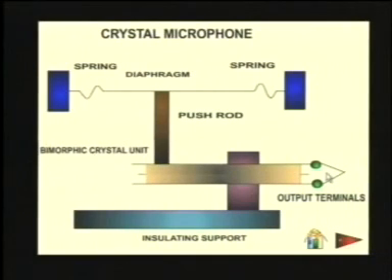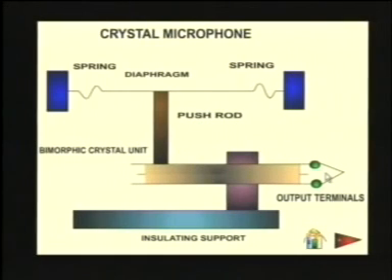Now we'll see how the crystal microphone converts a sound signal into an electrical signal. See, whenever the diaphragm moves, the push rod also moves downside and creates a sensation in the crystal microphone, that is, the bimorphic crystal unit. So when this diaphragm moves downside, it exerts a pressure on the bimorphic crystal unit and creates a frequency as well as a voltage at the output.